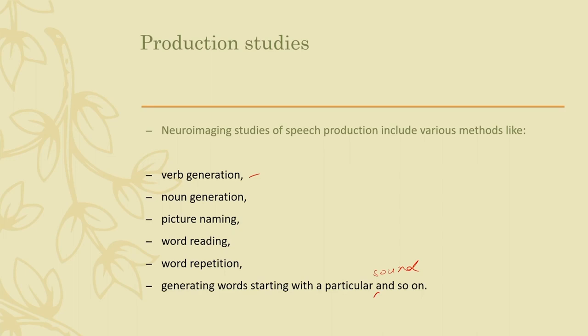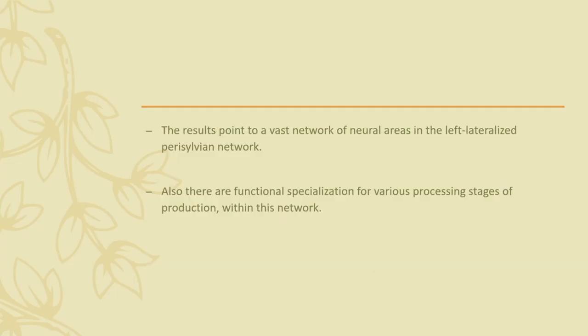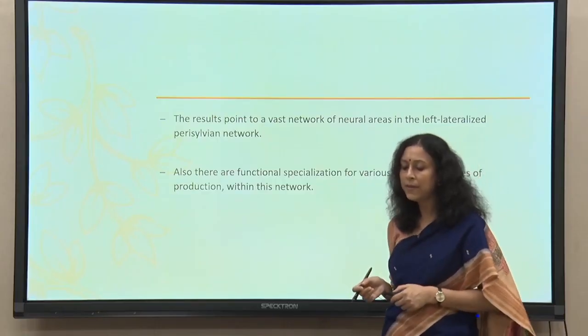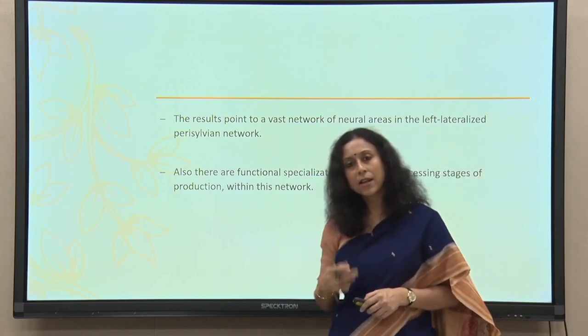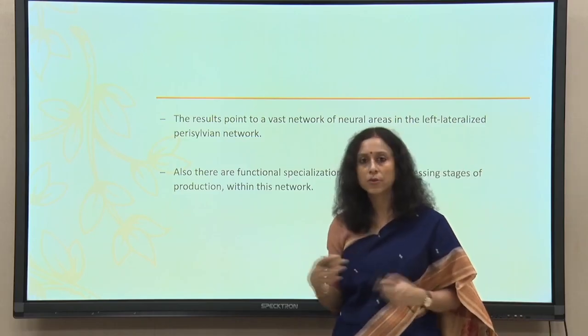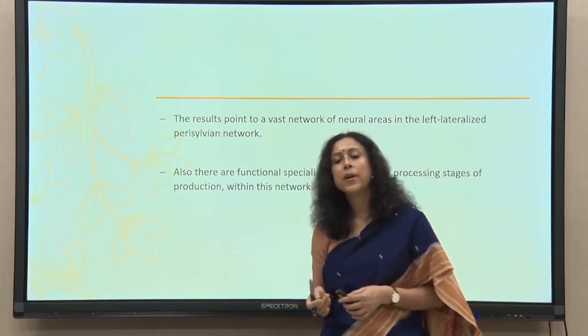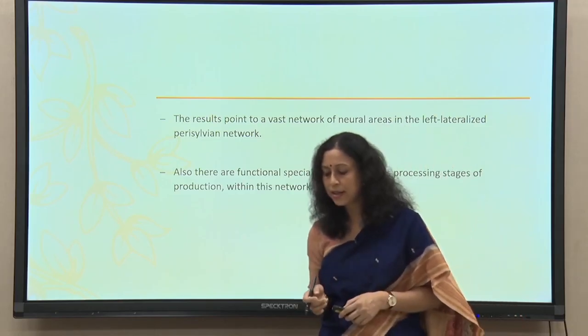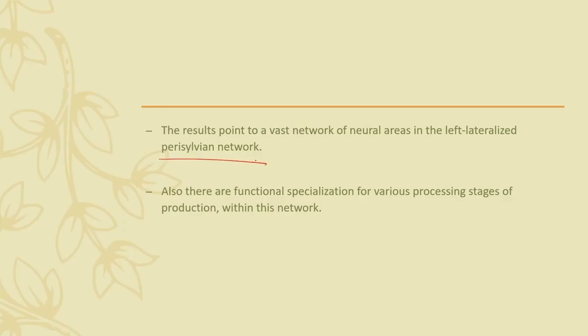As a result, as the person produces various kinds of linguistic output, the brain can be imaged, and that is how we have come to understand what the neural networks are that are responsible for each of these or a combination of these various types of articulation. And largely they satisfy the Lemma model of William Levelt, and that is why it is widely accepted. There are of course controversies, but we are not going there. It is largely accepted. So all these various types of studies have pointed to a huge vast network of neural areas in the left lateralized perisylvian network.